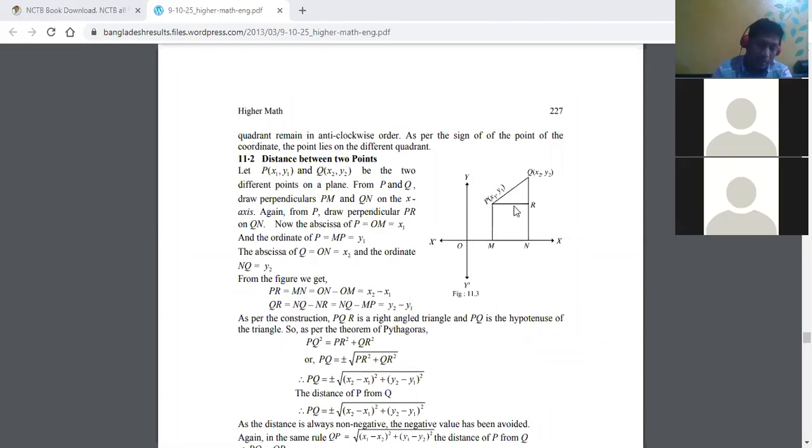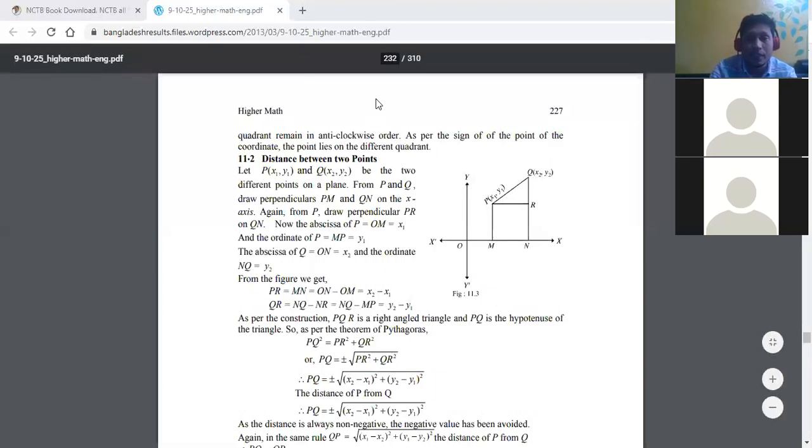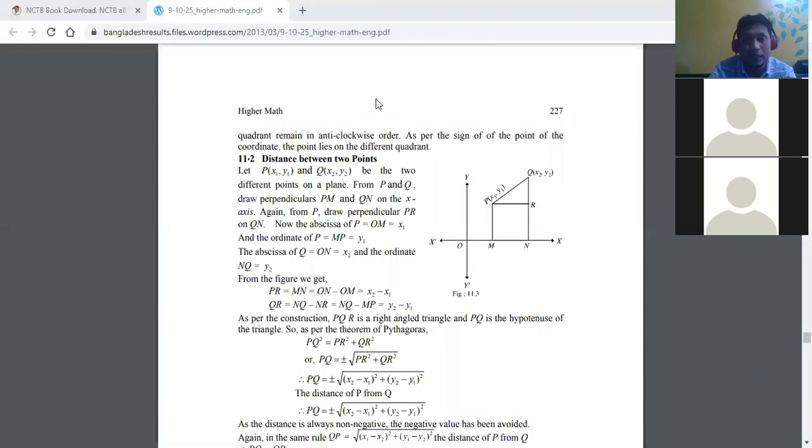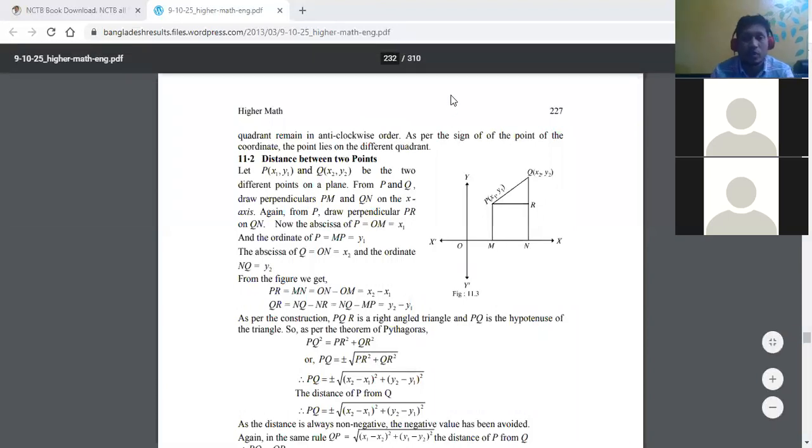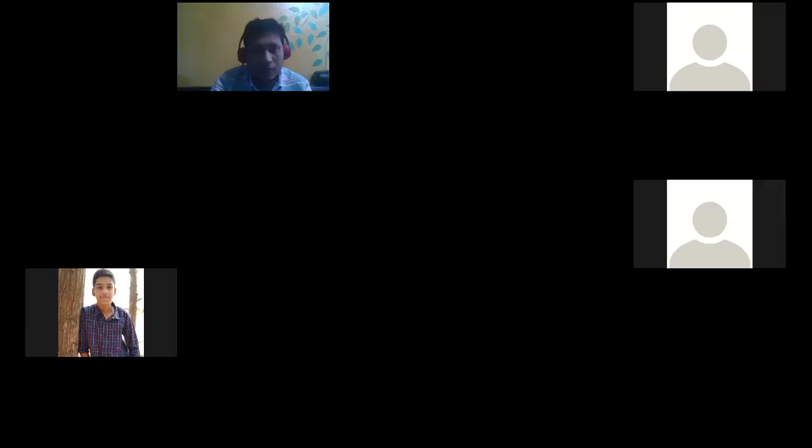So what is the necessity of finding the distance? The necessity is that if you can find out the distance between the 2 points, you can find out the area of a triangle, area of any type of quadrilateral. We can find out the area, and we can use them in our practical life. That's the main thing.